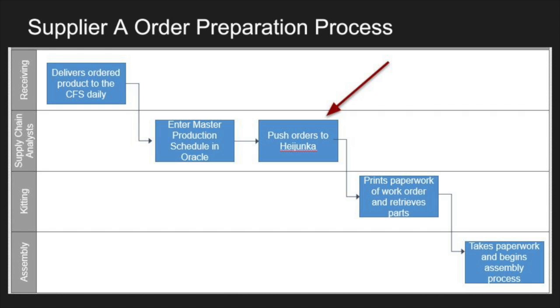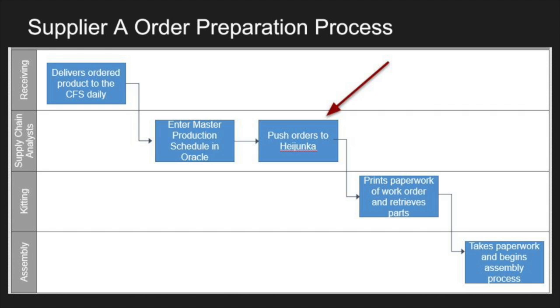the order preparation process. Receiving delivers all the different tiny components needed to complete the manufacturing process. After that, supply chain analysts enter in the orders into the master production schedule in Oracle. On the shop floor, a group called kitting retrieves work orders from the master production schedule and prints the work order paperwork. Kitting then retrieves all the necessary components for assembly from the pickup area listed in the work order and waits for assembly to take over. Finally, a shop floor member from assembly takes the paperwork and begins the assembly process. This is the order preparation process.